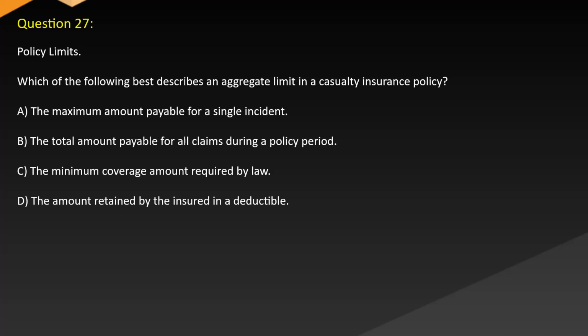Question 27. Policy limits. Which of the following best describes an aggregate limit in a casualty insurance policy? A. The maximum amount payable for a single incident. B. The total amount payable for all claims during a policy period. C. The minimum coverage amount required by law. D. The amount retained by the insured in a deductible.